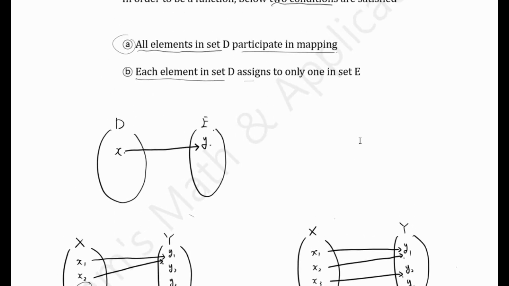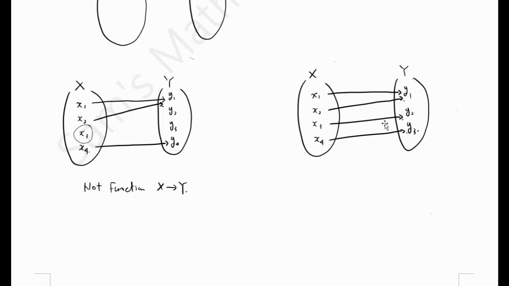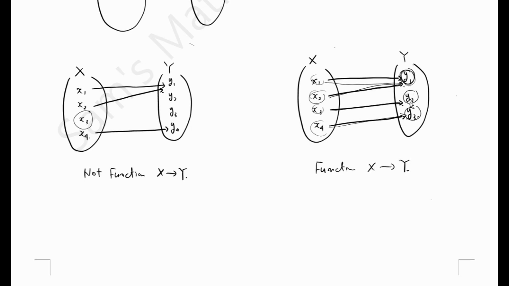How about the second condition? The second condition is each element in set D is mapped to only one element. Each element is X1, X2, X3, X4. X1 is mapped to only one element Y1. X2 is mapped to only one element Y1. X3 is mapping to only one element Y2. X4 is mapping to only one element Y3. So this mapping is a function because this mapping satisfies two conditions. This is a function from X to Y. How about Y to X?